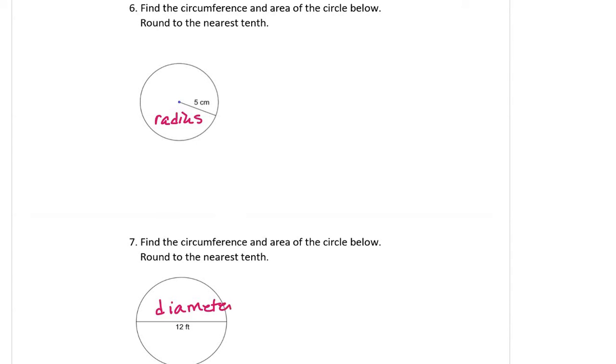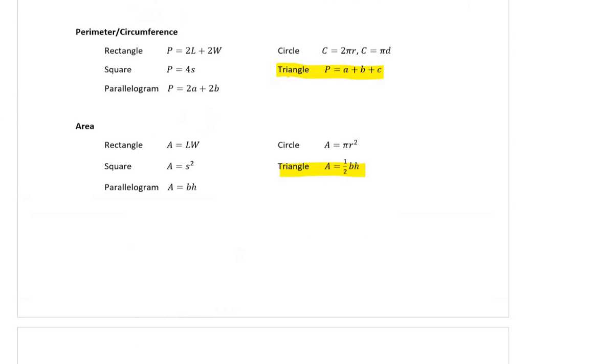So be sure that you know which one is which, because you're not always going to have the pictures. Sometimes you're just going to have the words. So we're again finding circumference and area for each of these. So let's start off with problem 6, finding the circumference and area when we know a radius.